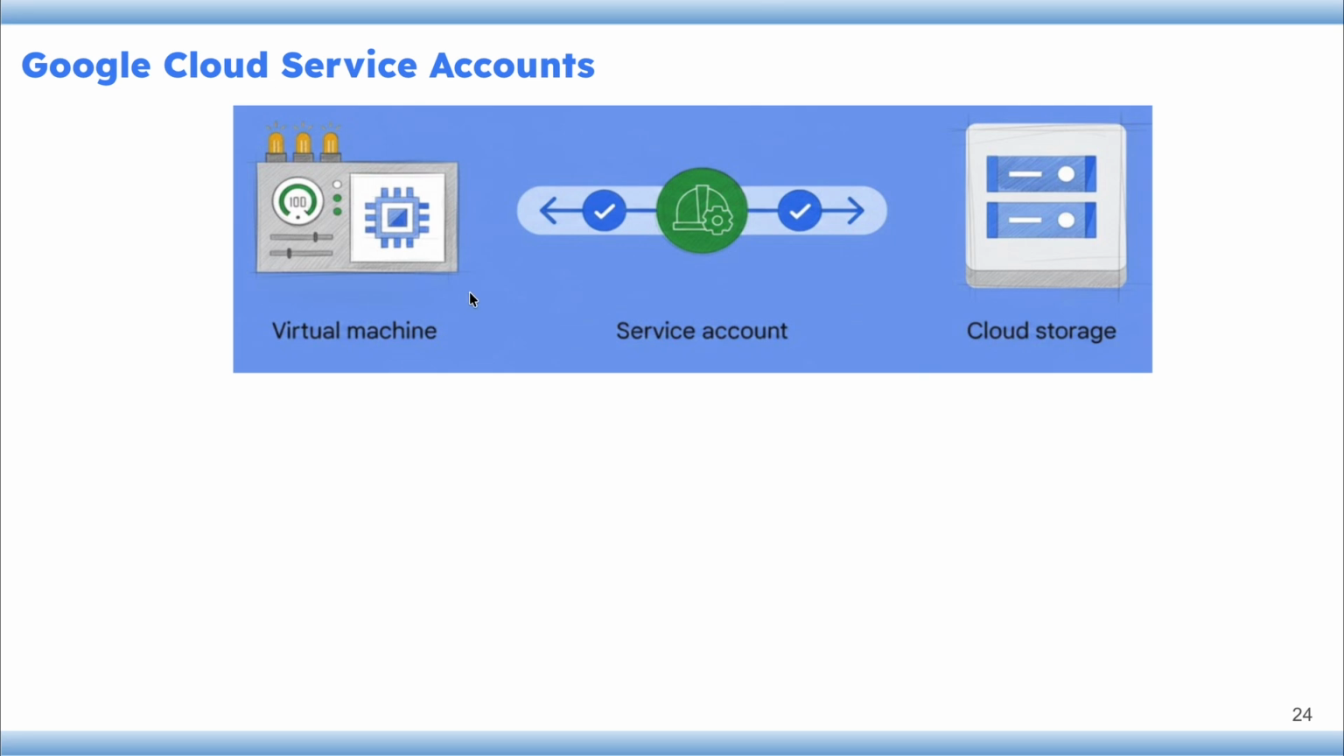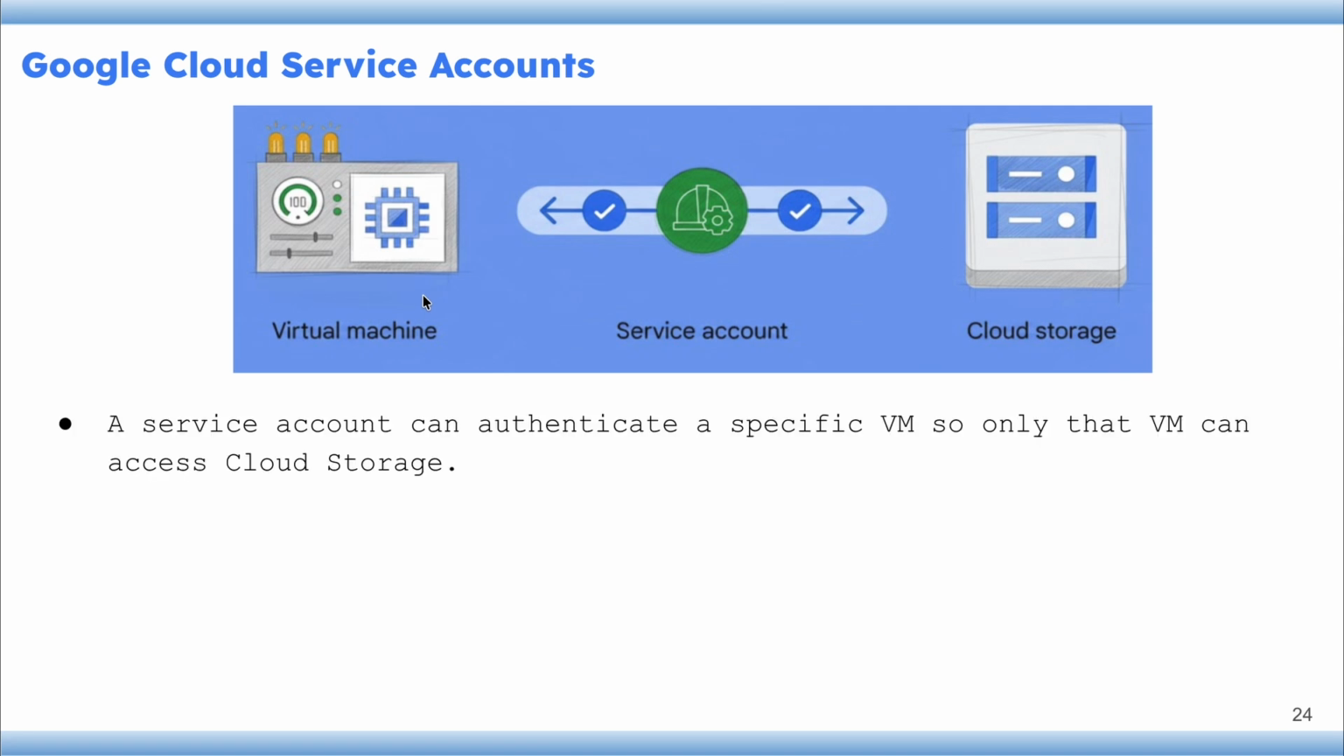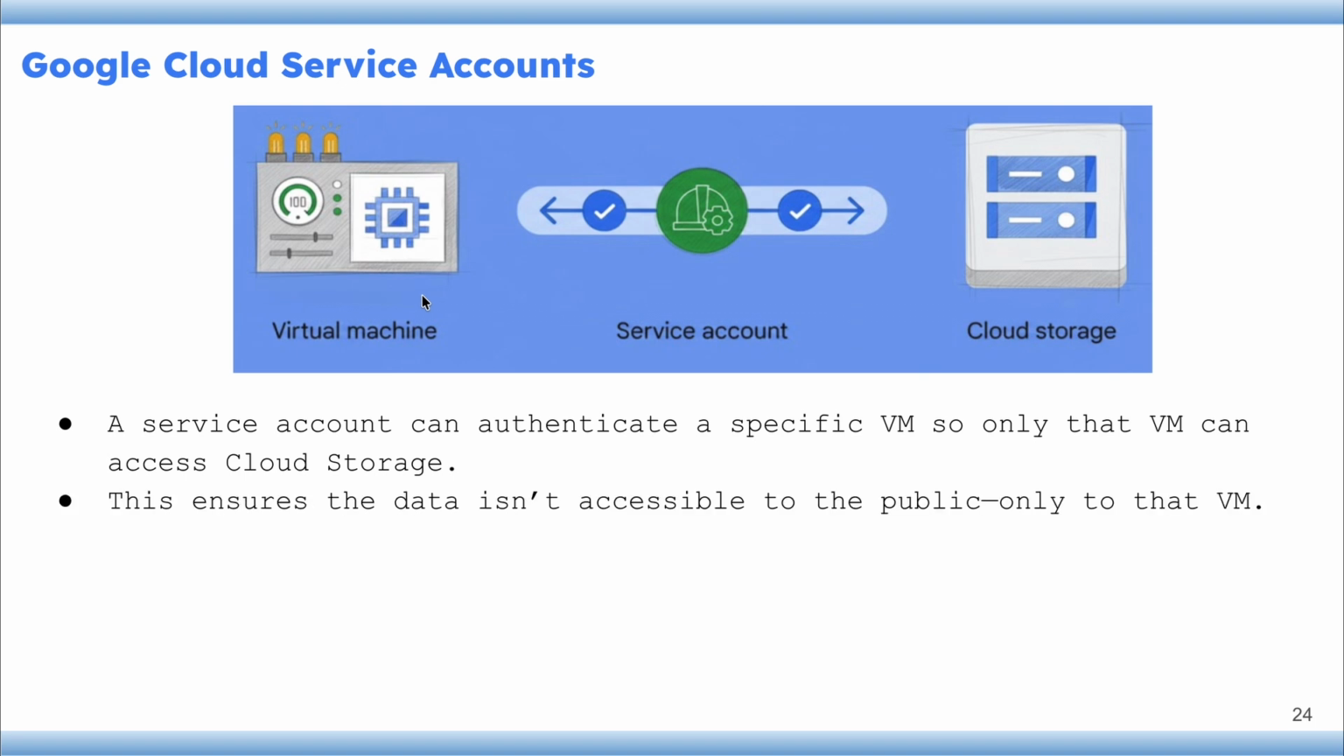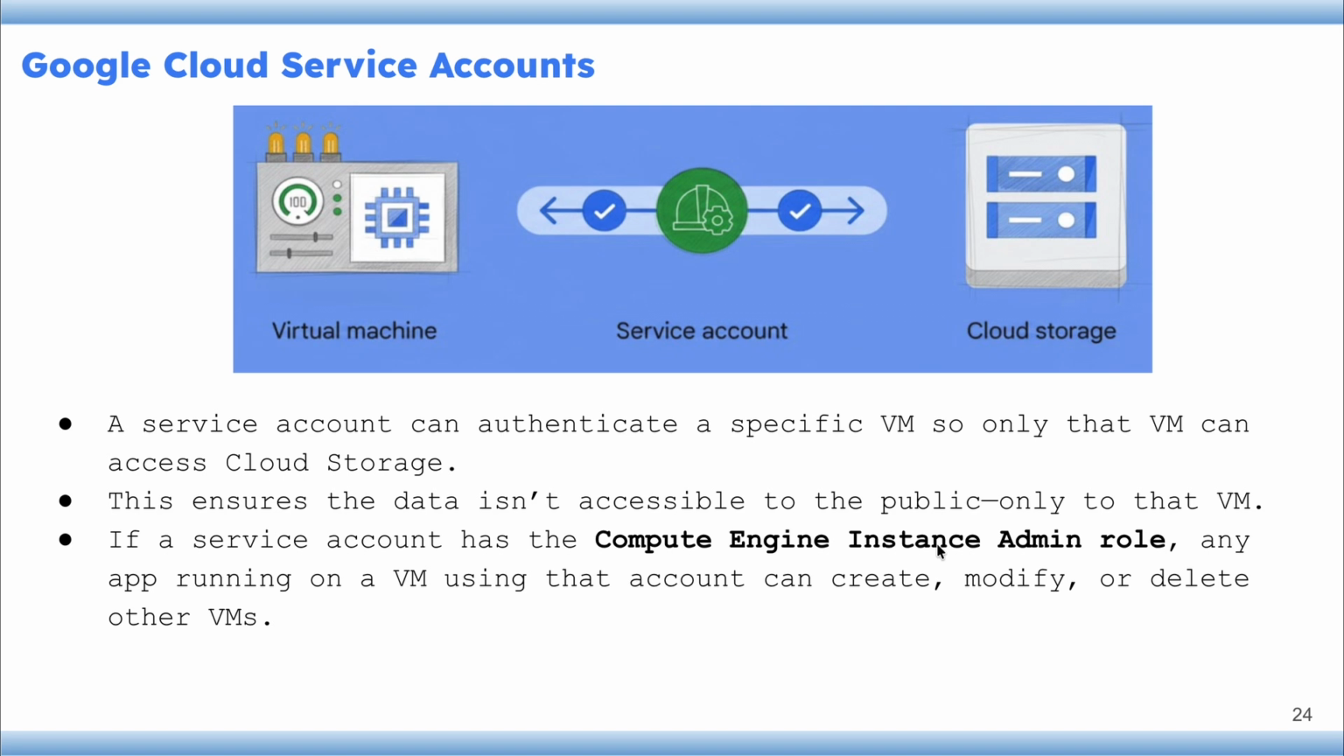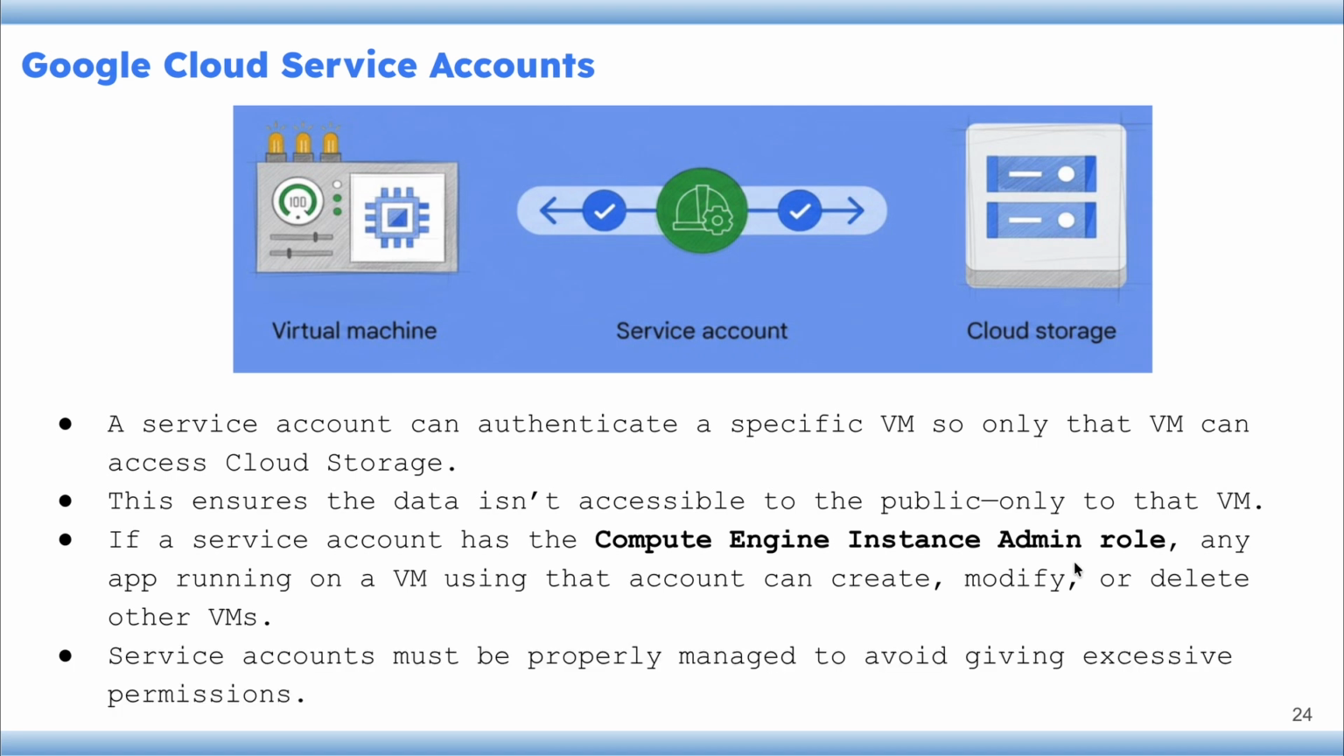Let's say you have an application running in your virtual machine that needs to store data in a Cloud Storage bucket, but you don't want anyone on the internet to have access to that data, just that particular virtual machine. In this case, you can create a service account to authenticate that virtual machine to the Cloud Storage bucket. If a service account is granted a Compute Engine instance admin role, this role will allow an application running in a virtual machine with that service account to create, modify, and delete, and to write data to the particular Cloud Storage buckets. Service accounts do need to be managed by avoiding giving excessive permissions. This is the importance of service accounts in Google Cloud Platform.